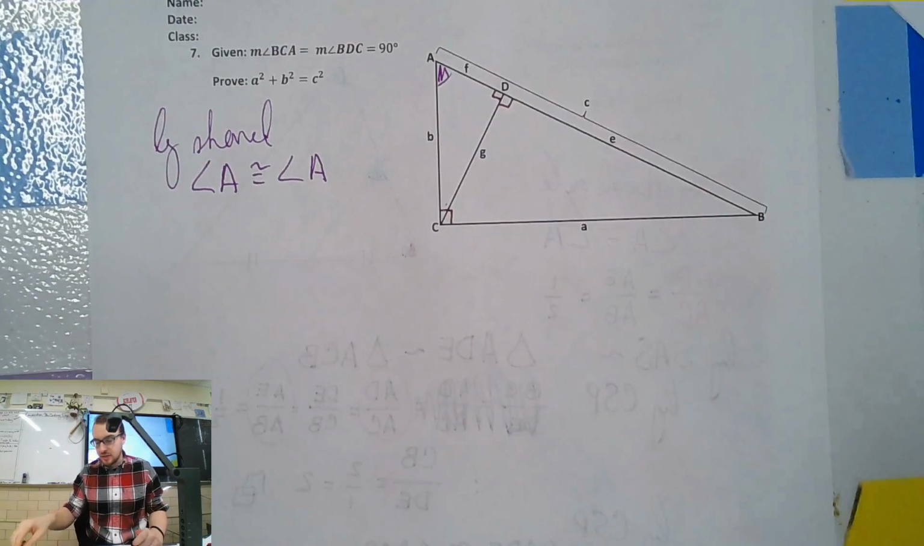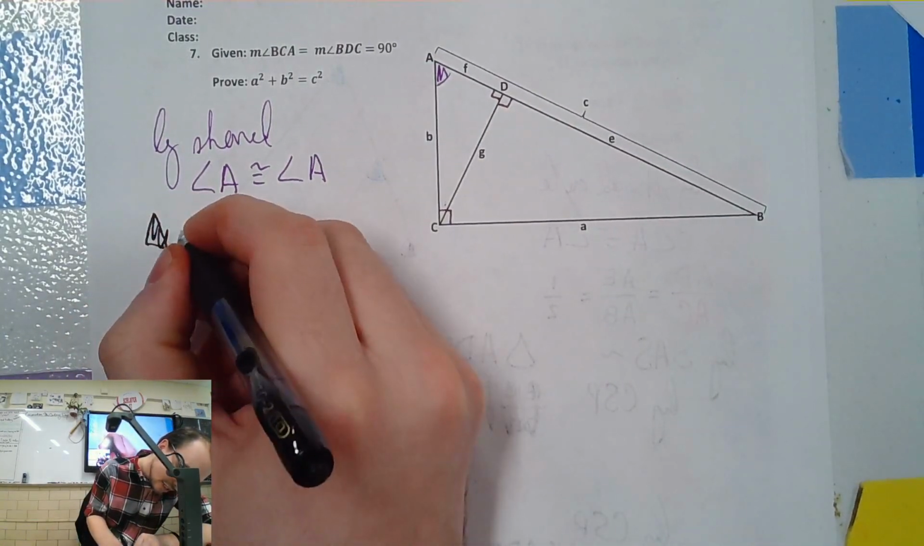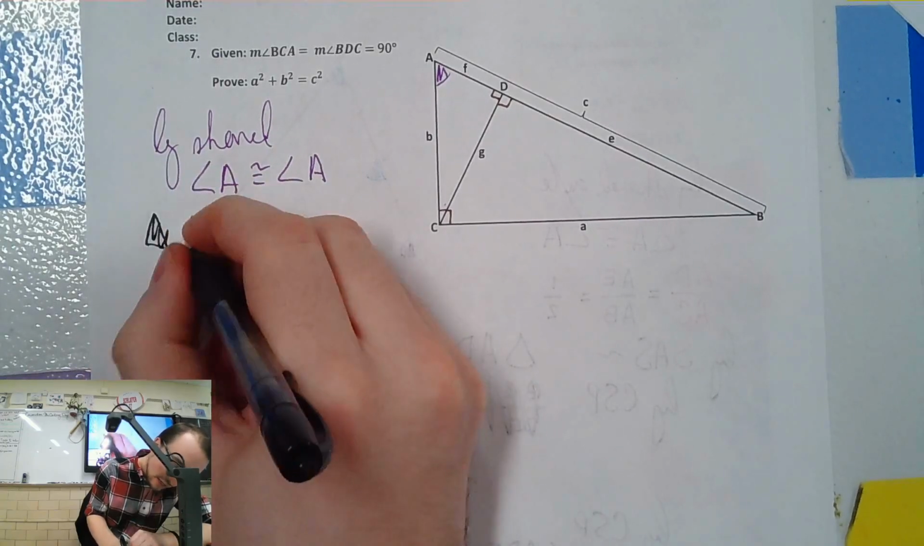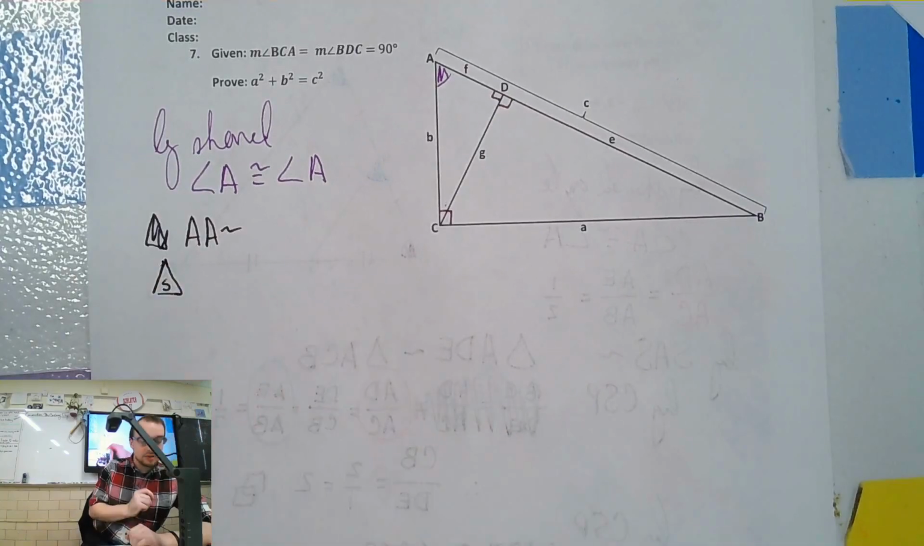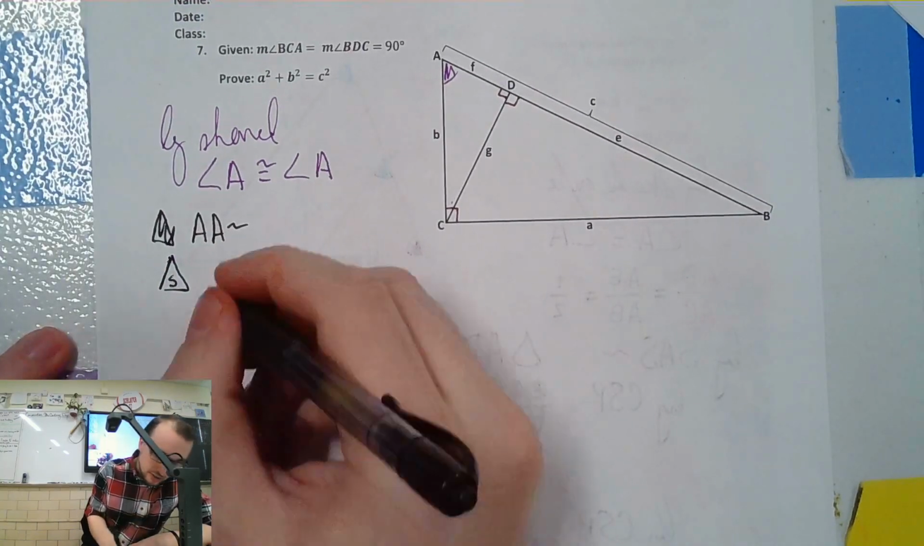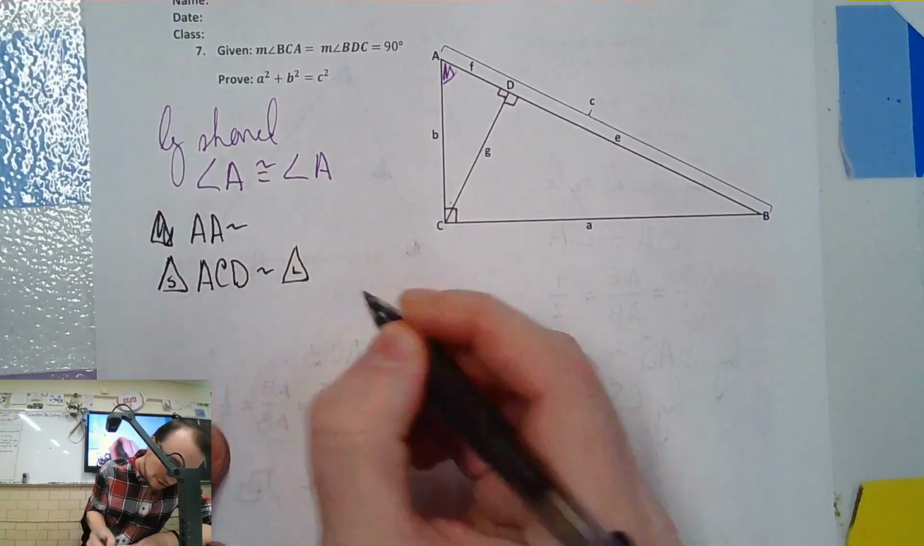So angle A is congruent to angle A. Therefore, by angle similarity, the small triangle, I'm going to put an S in here just so I know what I'm talking about. I'll call it ACD, must be similar to the large triangle.